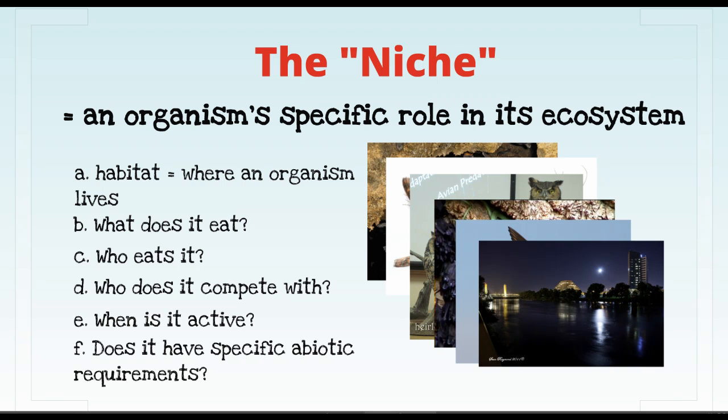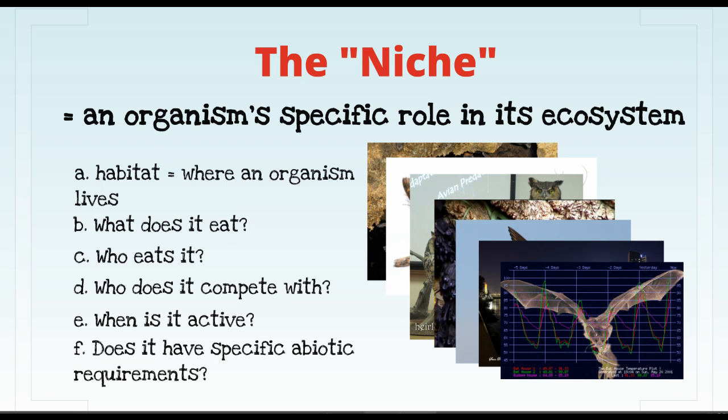And then finally, does the species have any specific abiotic requirements? And bats, for example, select their roosts entirely based on temperature. So they have a very sophisticated physiology. They go into something called daily torpor. And so it's very important that they find the right temperature. So you put all of these pieces together and you develop the niche for one particular organism. If an ecologist is studying a particular species, they are studying all the aspects of that organism's niche.